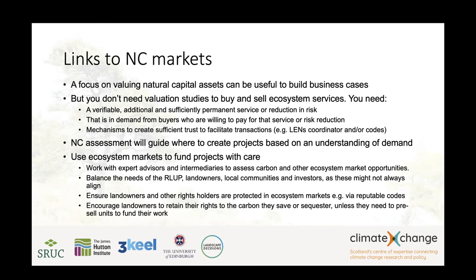So let's use an established code, for example. Or it's about trusted intermediaries. And the example I'll give here is the Landscape Enterprise Network's coordinator role. These are local bodies who are known and trusted, who can then aggregate supply and demand and make those deals happen. And it is their trust that we work with. I've realized we're out of time, so the rest of this is from the report. And the key point is that when we engage with these, we engage with care, because things can go wrong.